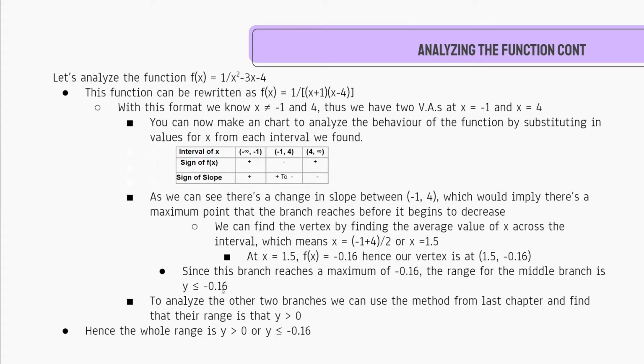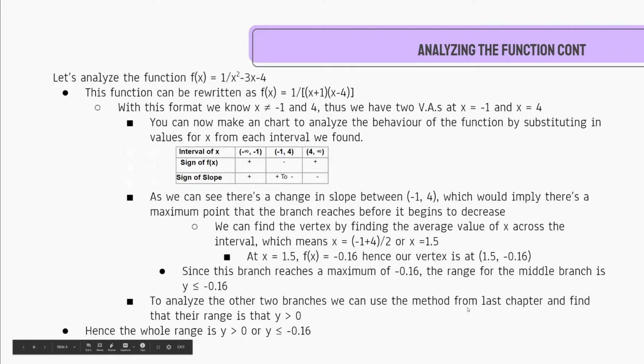Now, as I mentioned before, we have 3 branches, right? And we found that this particular branch has a range of y being smaller than or equal to -0.16. The reason why it has to be smaller or equal to is because we have a negative sign, so it is below the x-axis, and then we have a positive to negative, so it reaches negative infinity. That is why it has to be smaller, and then it's equal to, because that's the maximum point it reaches.